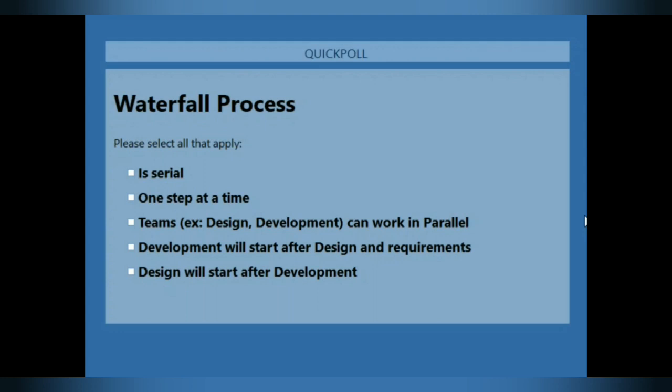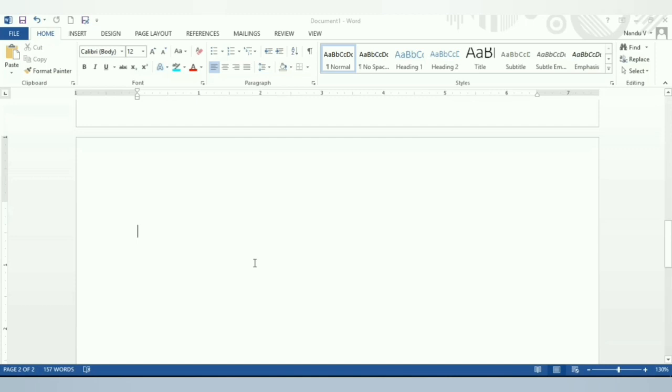Okay, I'm closing the poll now. The first two are correct. Serial means one step at a time, which is why we saw that waterfall is serial. I talked about it. The fourth one is also right: development will start after requirements and design are done. The third and the fifth are wrong.